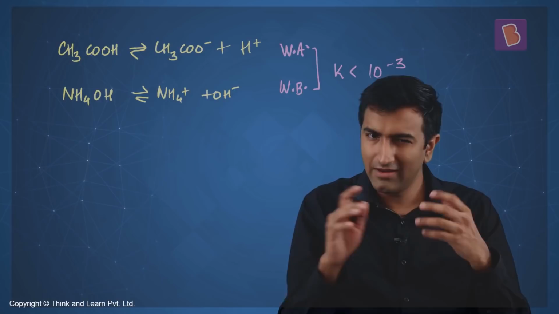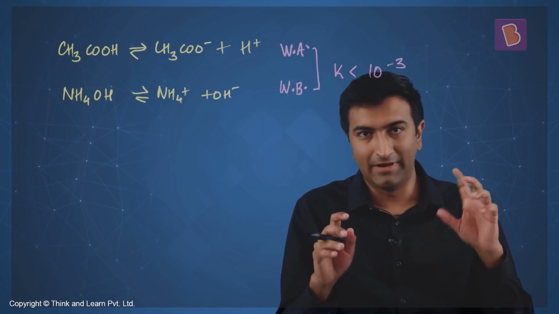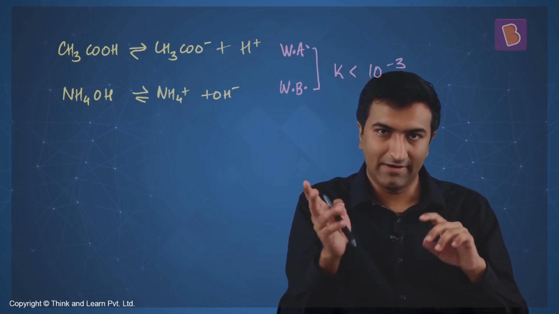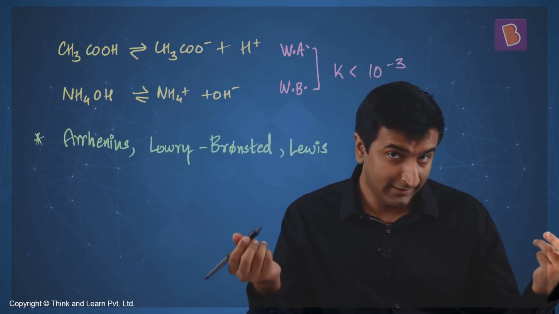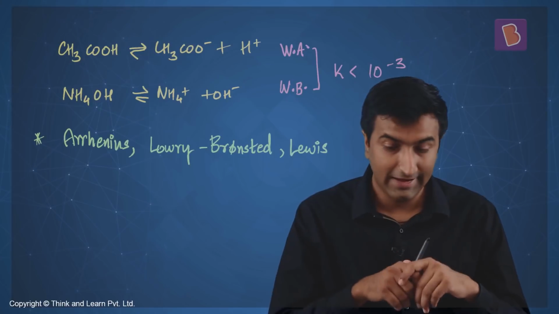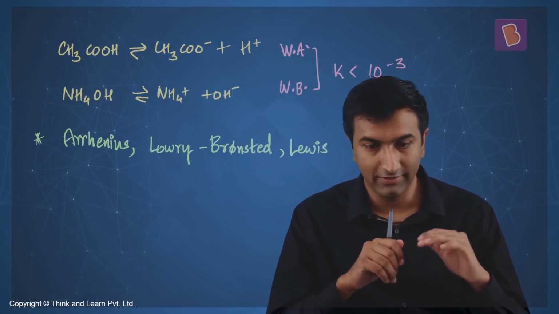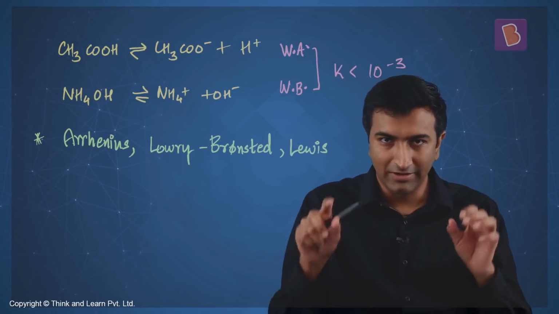Weak acids and weak bases are where the K value is less than 10 power minus 3. This is an approximation. So you have acetic acid as well as ammonia shown over here. But how do you know if something is an acid or a base? There are many theories, right? So Arrhenius, Lowry, Bronsted, and also Lewis have theories.